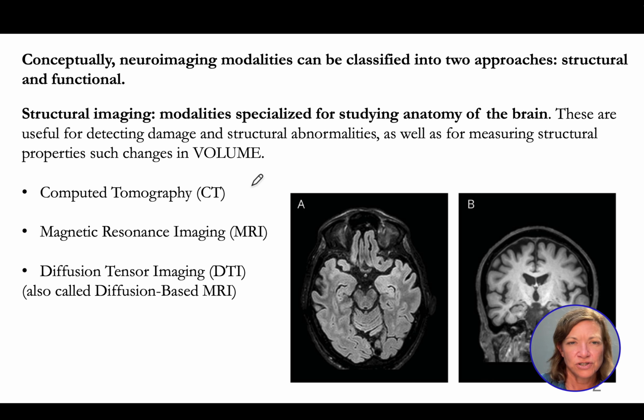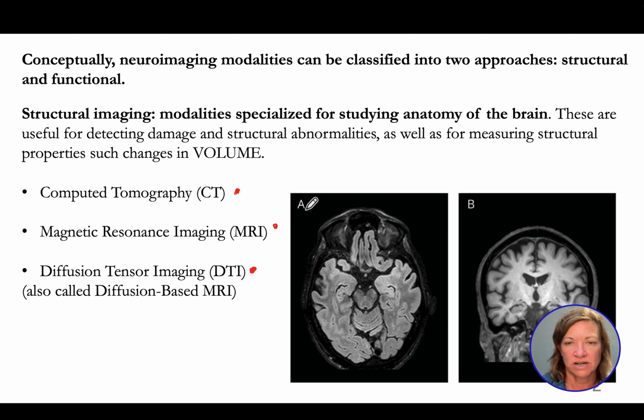We have two big modalities, CT and MRI. Those are the two big ones for structural imaging. There's also some less common ones. One of the most common, less common ones is DTI imaging. It's also called diffusion-based MRI, or diffusion tensor imaging is the full name. DTI is structural. So we have CT, MRI, and DTI.